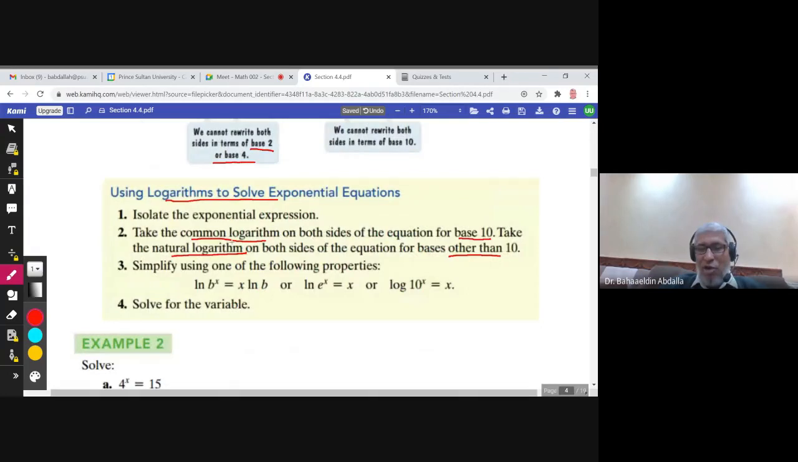So we take the log of both sides, then we simplify using one of the following properties. You will use the power rule: bring x here. Or if it is ln e to the power x, they cancel each other and you have x. Or if it is log 10 to the power x, log and 10 cancel each other because the base here is 10, and you get x. You will use one of these three, and then you solve for the variable.